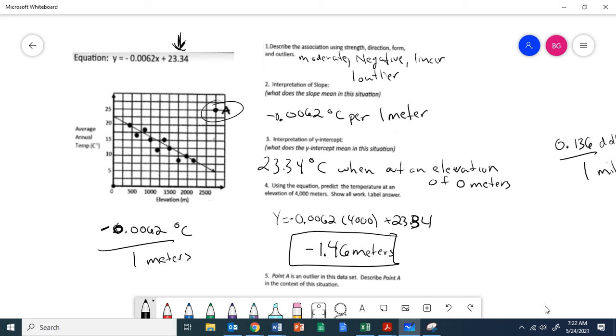All right, last one, describe the outlier here. So describe our outlier of point A. This one has a high elevation, so I would describe it as a high elevation and also a high temperature. Because it's very far over on the x and it's also really high on the y. So it has a high elevation and it has a high temperature.